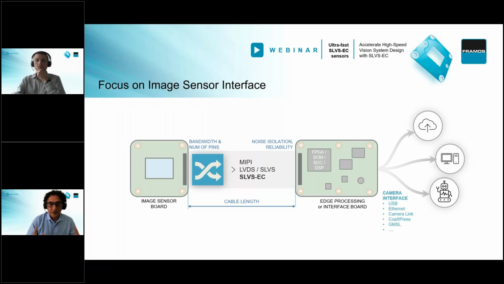So not camera interface, but the interface between the image sensor board and the receiving board, which could be an FPGA, SOM, SoC, DSP. There are many of those. So it's edge processing, embedded processing, or it could be as well a camera interface board to stream then to other interfaces. So these are typically MIPI, LVDS, SLVS-EC, and sub-LVDS. These are common names for this level of interface, right?